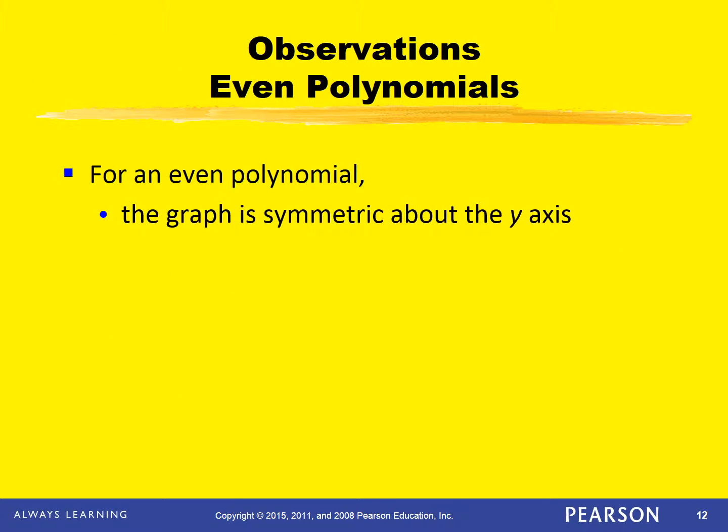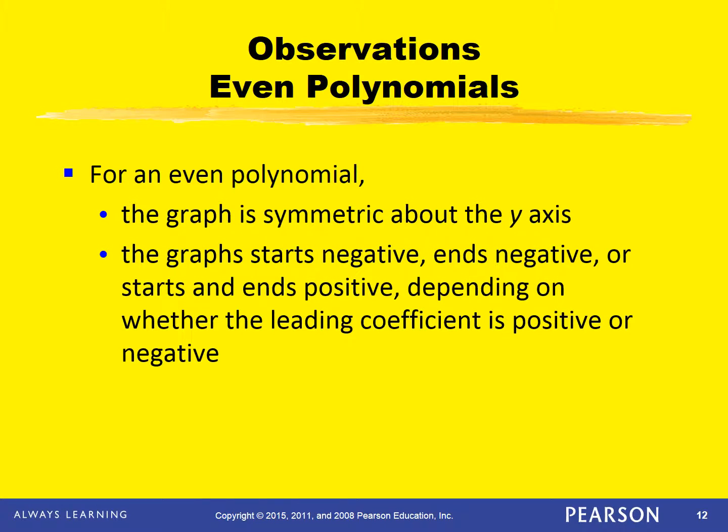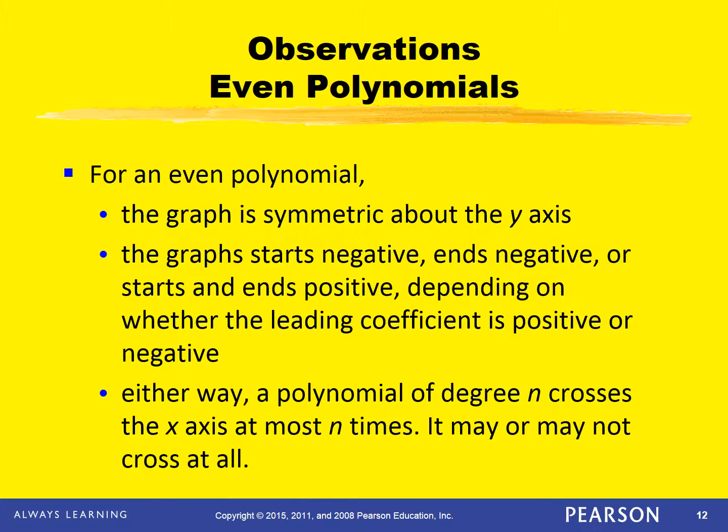What if you have an even? Graph is symmetric about the y-axis. The graph starts negative and ends negative, or starts and ends positive, depending on whether the leading coefficient is positive or negative. And we've seen that. Y equals negative x squared. Okay. Starts negative, ends negative. Or starts and ends positive if you have a positive lead coefficient, like 1. Y equals 1 x squared, the old quadratic parent function. Starts positive, ends positive.